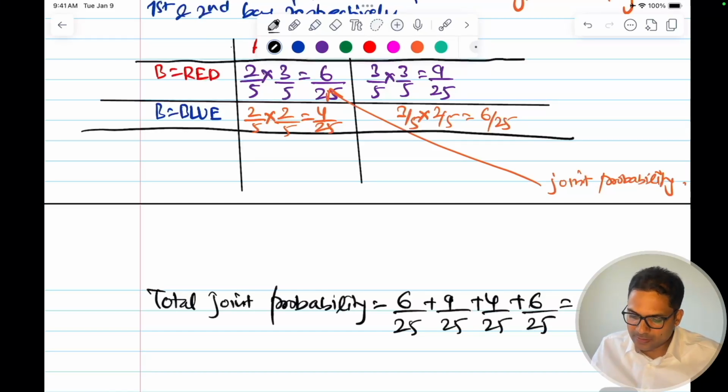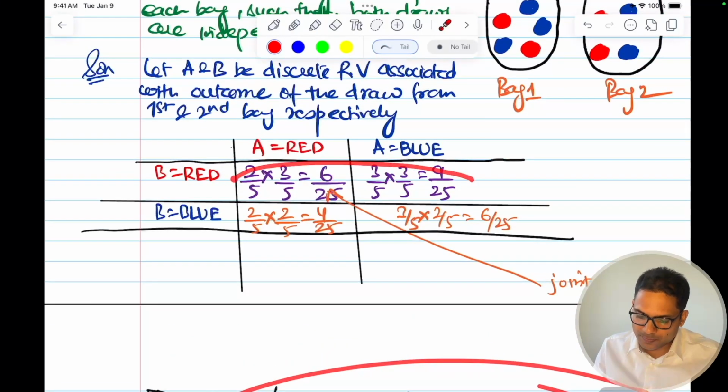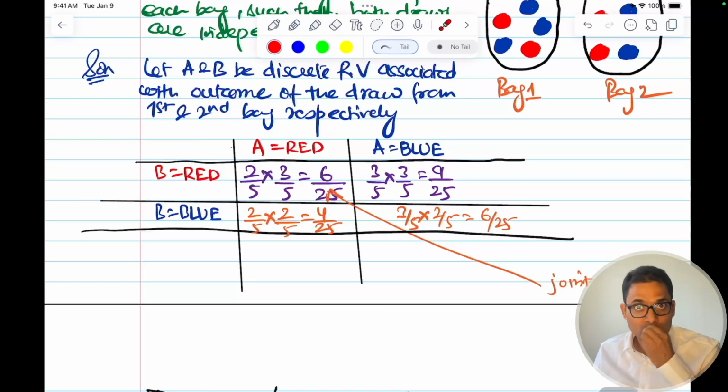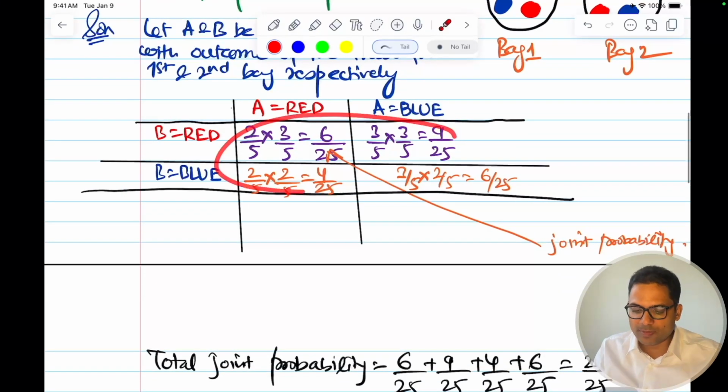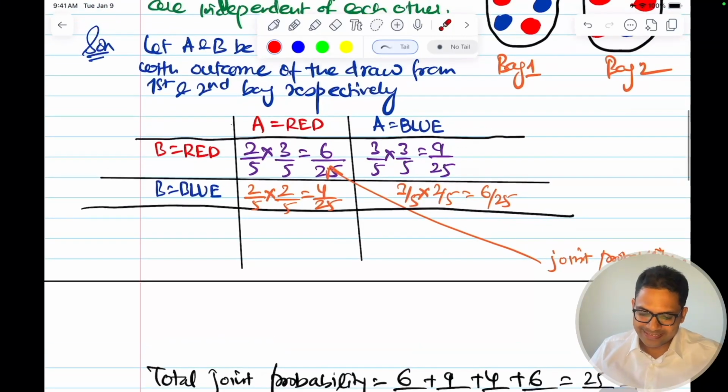Let's see. 6 plus 9, 15, plus 4, 19, plus 6, 25. This is equal to 25 by 25. This is equal to 1. So this satisfies, and hence this holds the property for a joint distribution, that all of it should sum up to 1. I hope joint distribution is clear. So let me formulate it, give you some formula so that you remember.